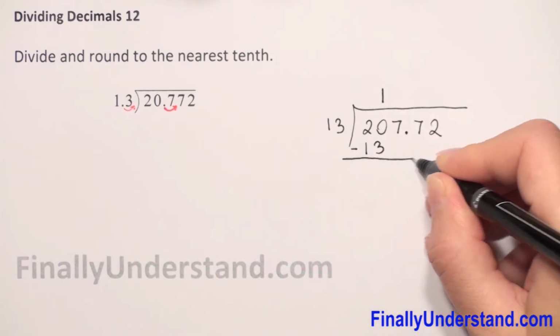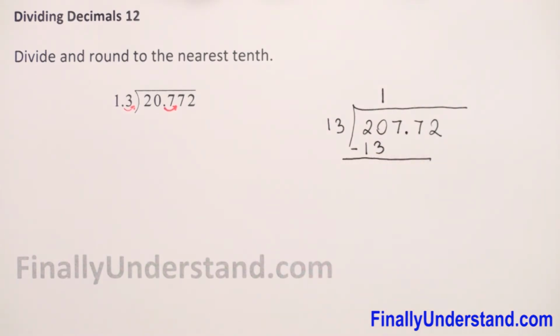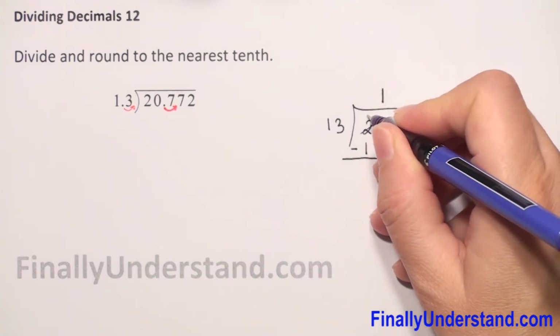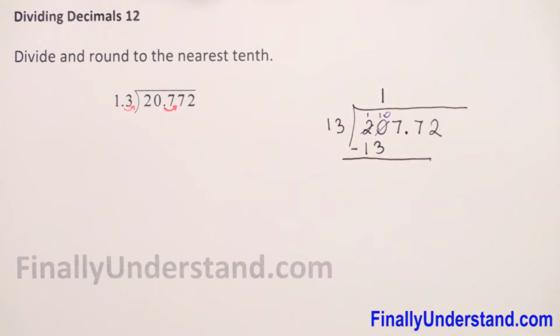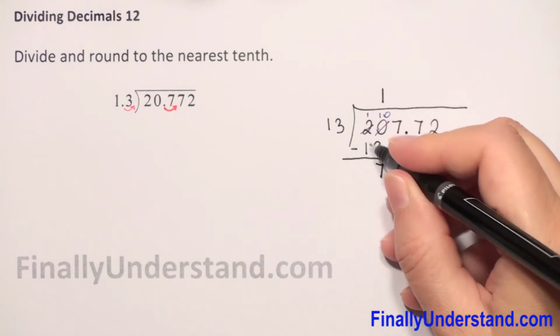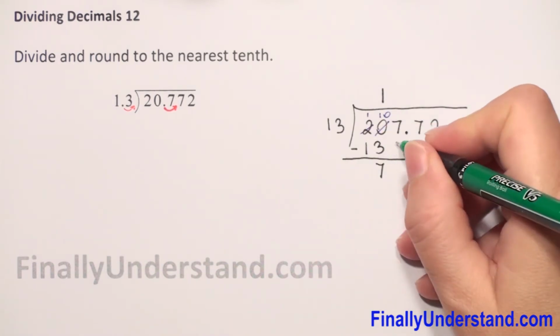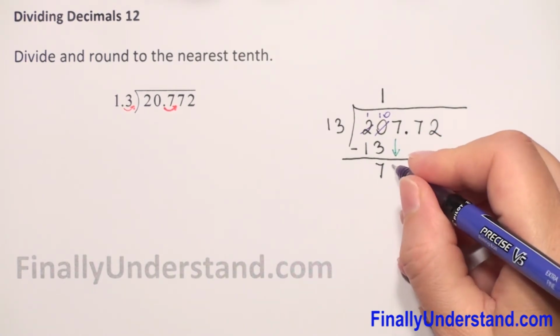Now we have to do subtraction. We need to borrow 1 from 2. So 2 minus 1 will be 1. And we now have 10. 10 minus 3 is 7. 1 minus 1 is 0. We don't have to write it. What next? We have to take down the next digit.